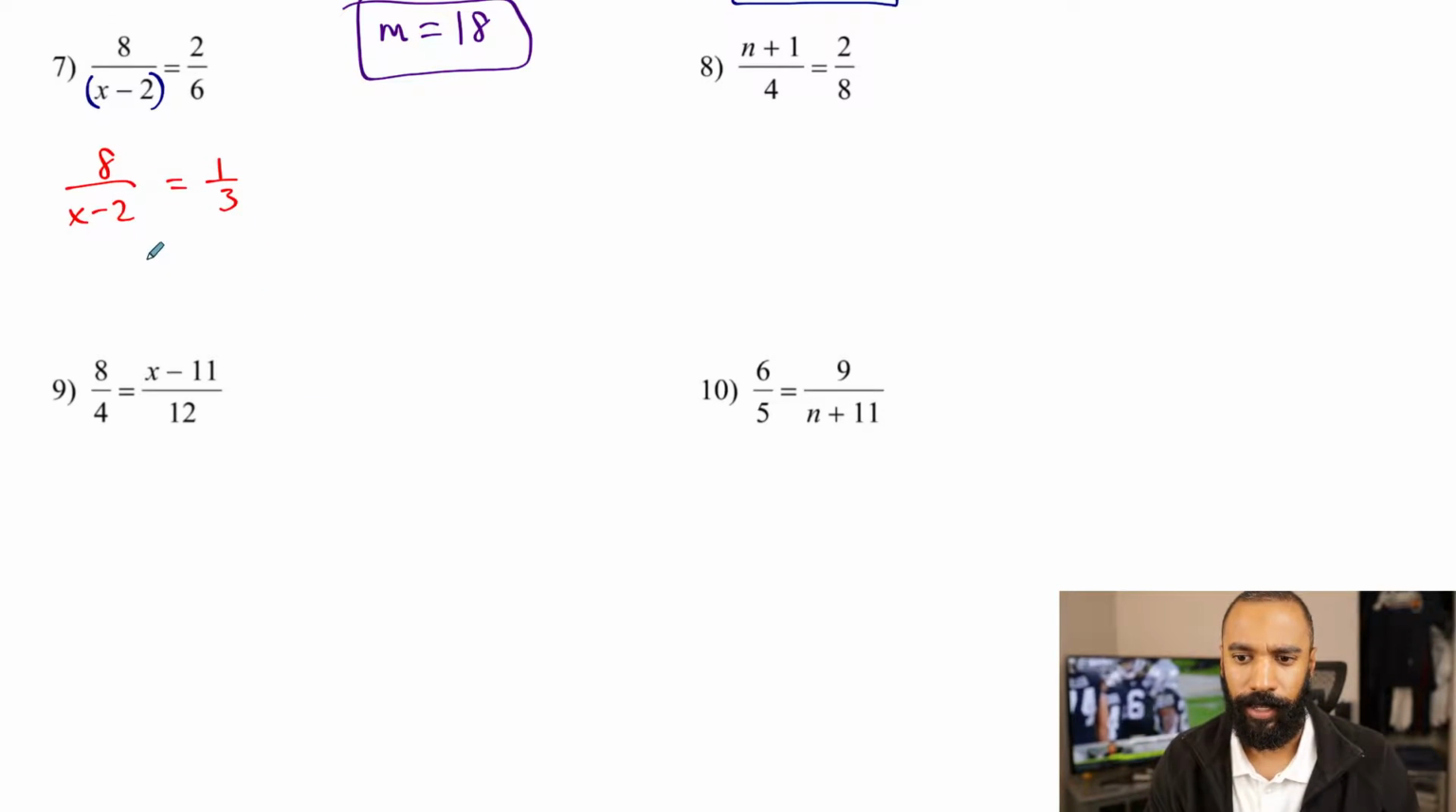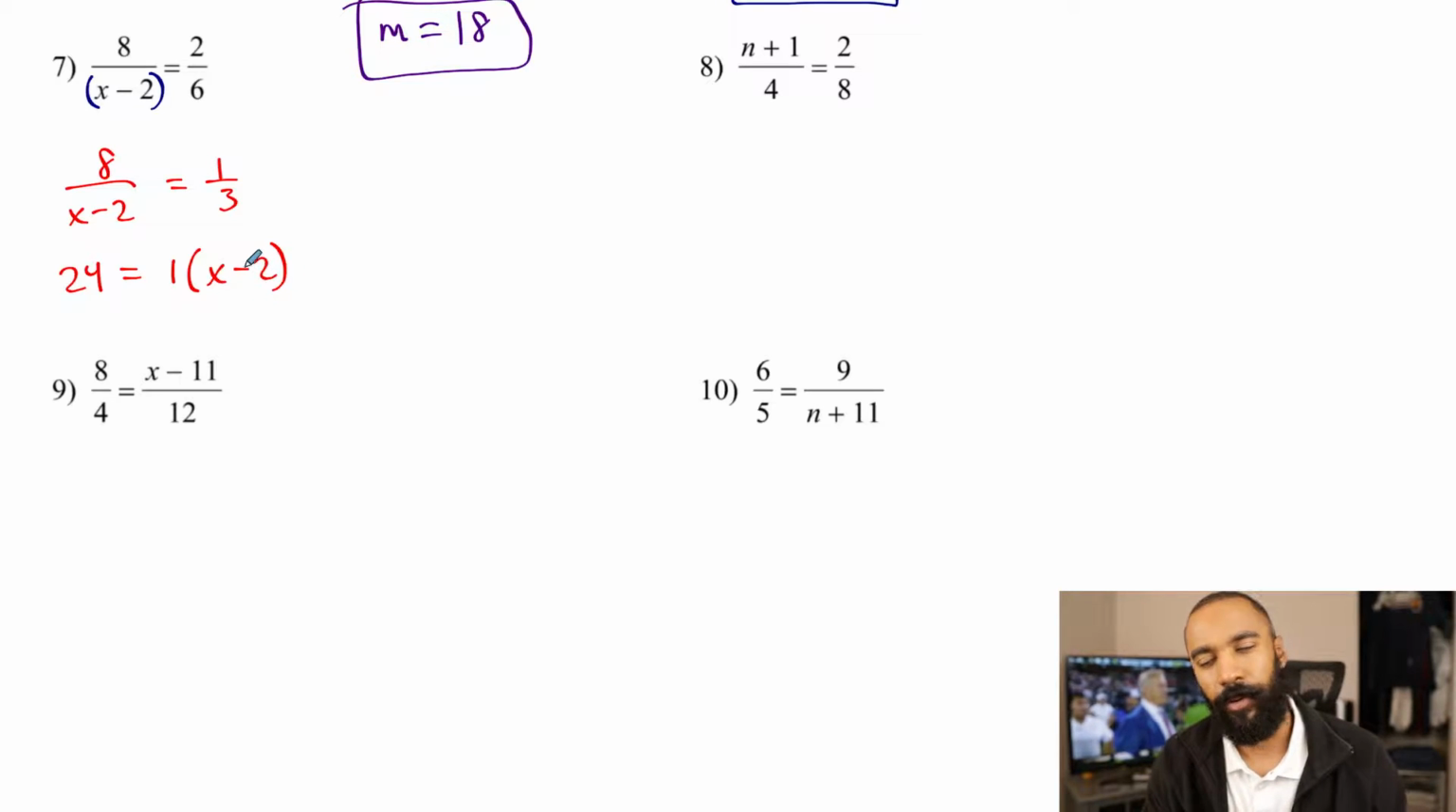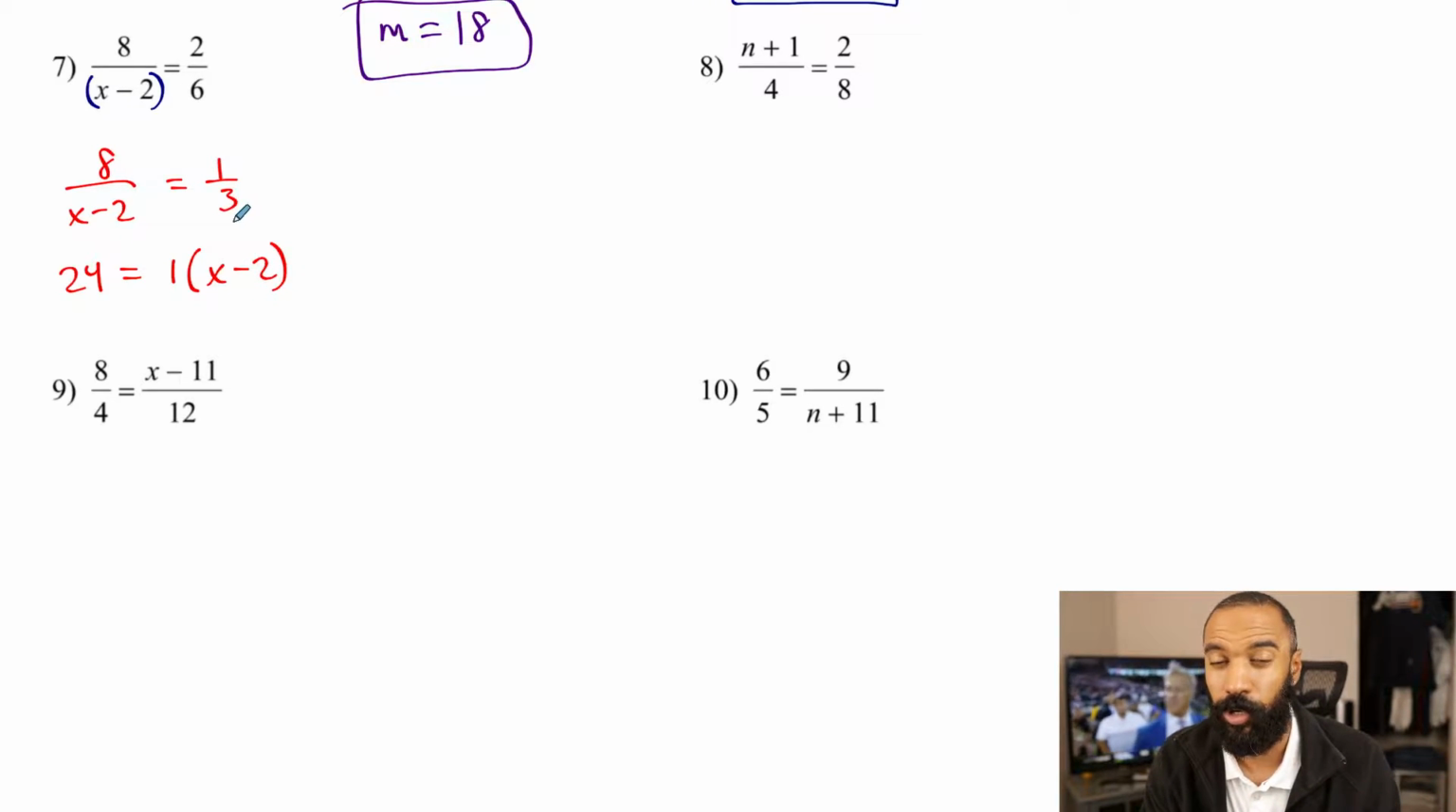Cross multiply. 8 is going to multiply by 3, and 1 is going to multiply by x minus 2. Notice how even though 1 is not going to change my result when I do this distribution, I'm writing it this way so you're aware of what it looks like in case I need to do it again. All right, so I'm just making sure you understand.